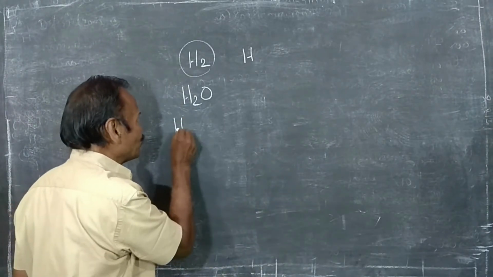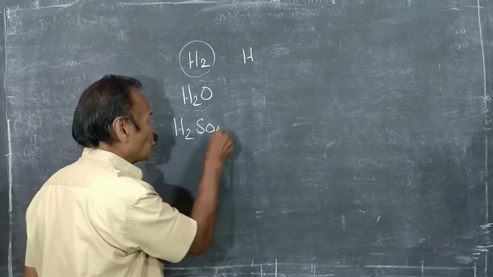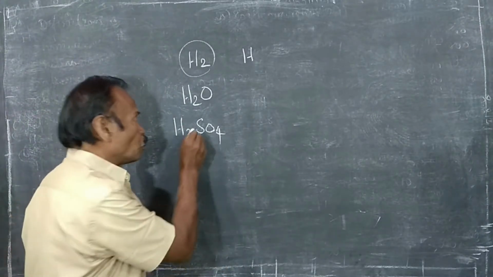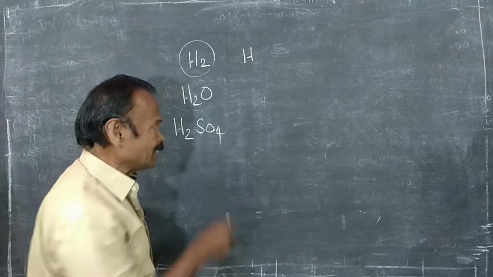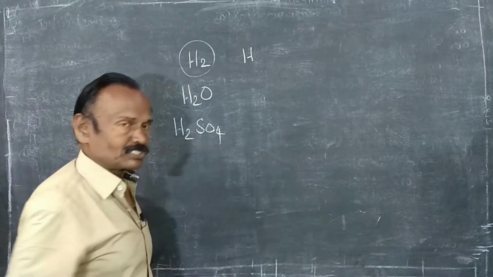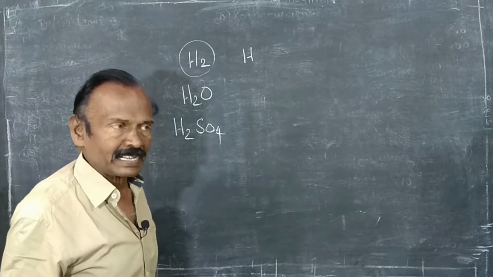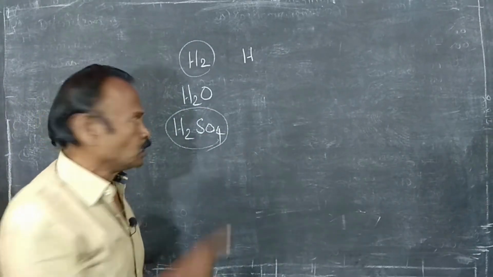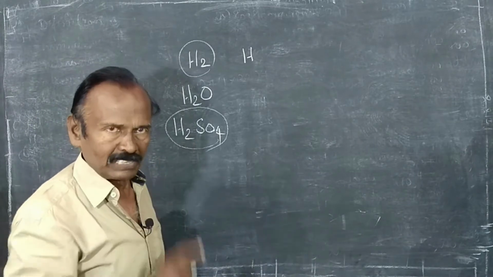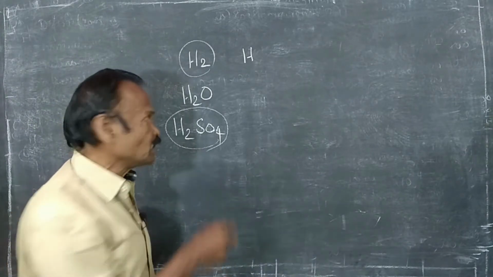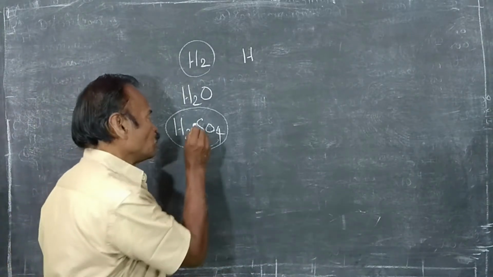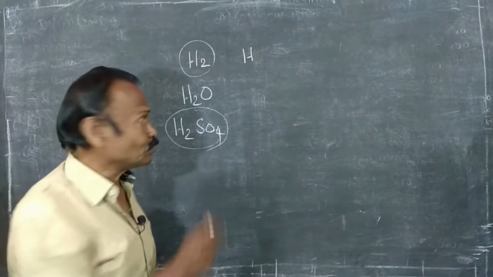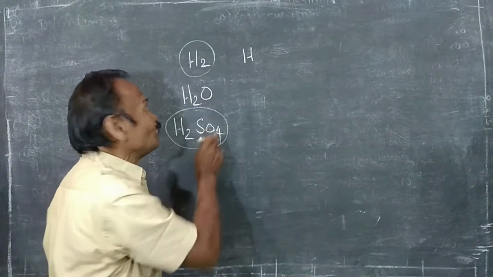Take another example, H2SO4. Here, two atoms of hydrogen, one atom of sulfur, four atoms of oxygen combine together to form one molecule of sulfuric acid. So this is one molecule of sulfuric acid. It contains two atoms of hydrogen, one atom of sulfur, four atoms of oxygen. So this is what a molecule is.